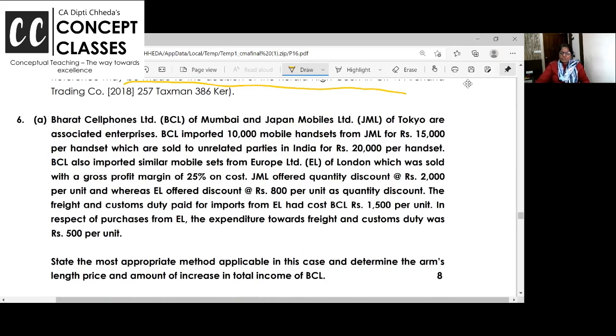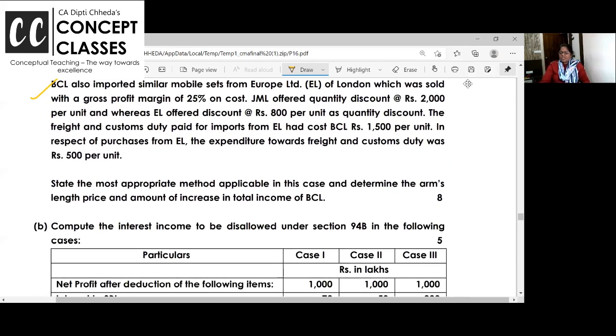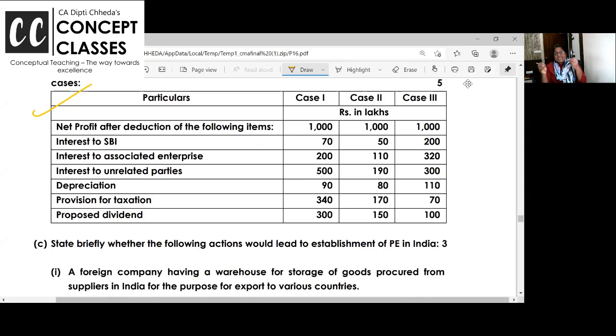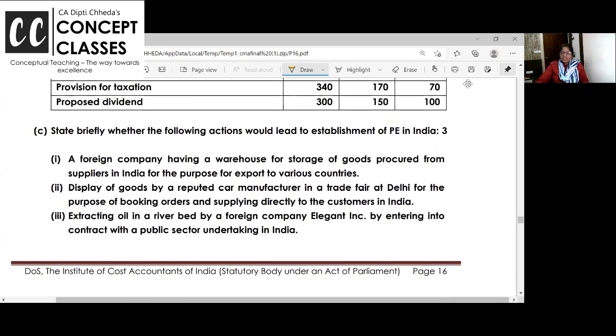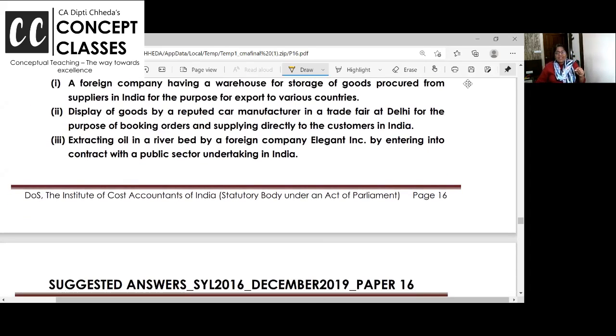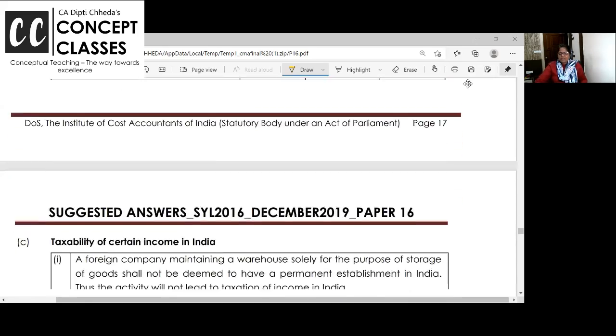Just scrolling and showing you this 6A, like I told you, 6A is for transfer pricing. This transfer pricing problem we have already done. Then this is for IPTA. This is already there in the CMA study material. Same problem, same values, 5 marks. State where the following actions would lead to establishment of PE in India. Now you know the cases: PE or not, associate enterprise or not, transfer pricing applies or not. You remember those cases of active businesses outside India. These are the usual questions asked, and you can easily see this is the table method we have done.